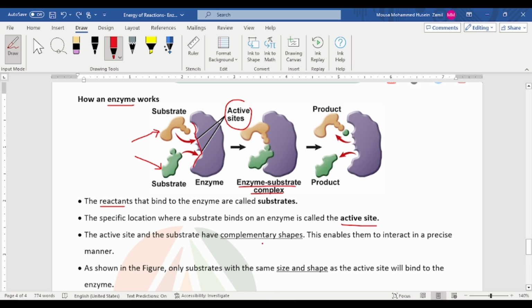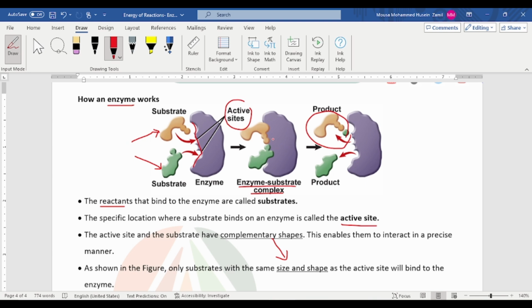So for these substrates and the active site of the enzyme, they must be complementary shapes, and this will enable the substrates to interact in a precise manner. Here we are talking about the size and the shape of the active site. Once they bind perfectly and precisely in the active site, they are going to react with each other, and then the enzyme is going to release the new product.